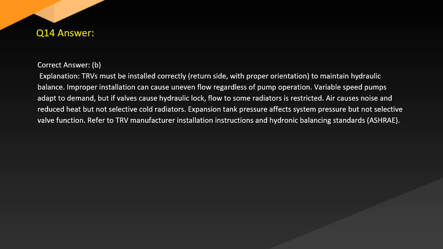Answer. Correct answer: B. Explanation. TRVs must be installed correctly, return side, with proper orientation to maintain hydraulic balance. Improper installation can cause uneven flow regardless of pump operation. Variable speed pumps adapt to demand, but if valves cause hydraulic lock, flow to some radiators is restricted. Air causes noise and reduced heat, but not selective cold radiators. Expansion tank pressure affects system pressure, but not selective valve function. Refer to TRV manufacturer installation instructions and hydronic balancing standards, ASHRAE.